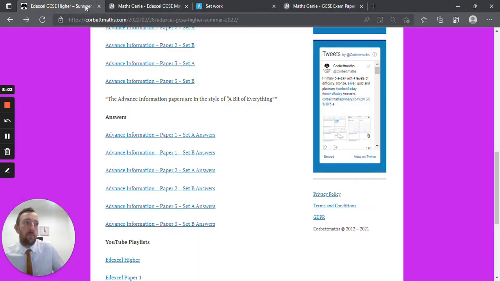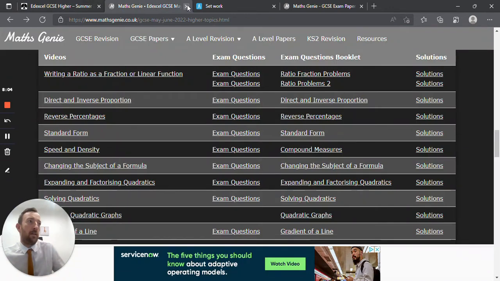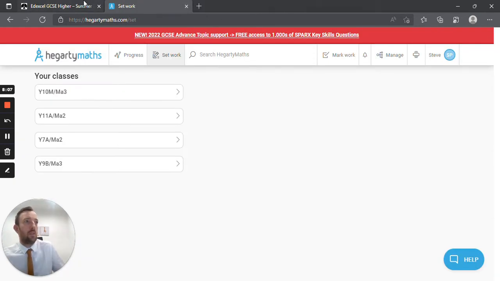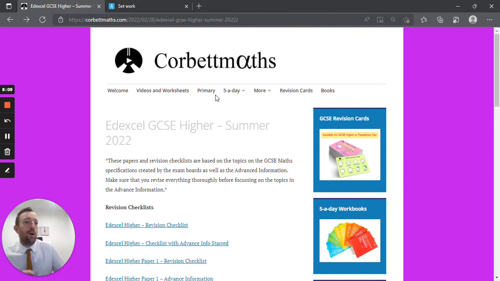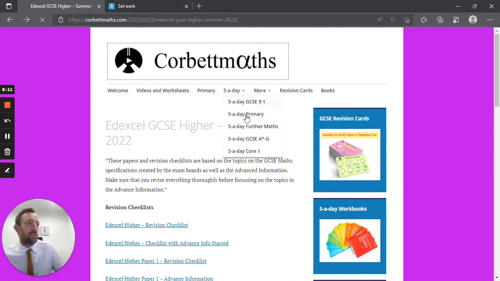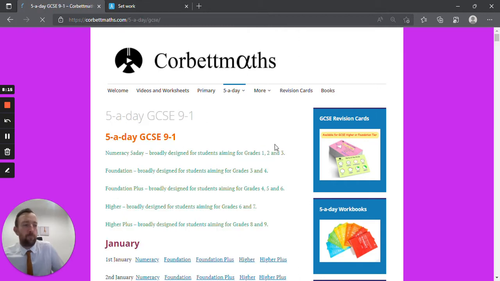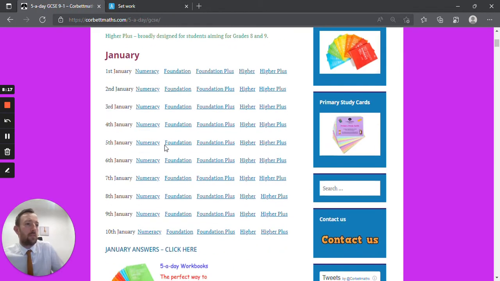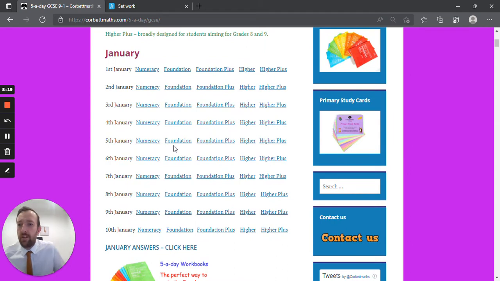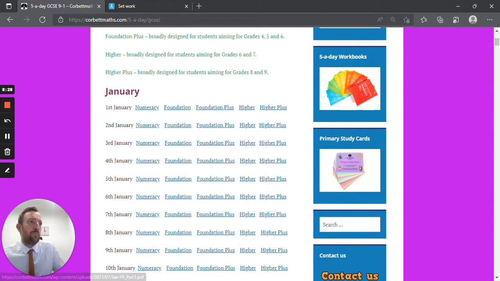So we've got Corbett Maths, we've got Maths Genie. I'll just close that down. Also on Corbett Maths, something I forgot to talk about. If you go to 5 a day, 9 to 1. Just like eating your 5 fruit and veg a day is meant to keep you healthy, 5 maths questions a day will keep it topped up in your brain and keep you working at your peak performance.